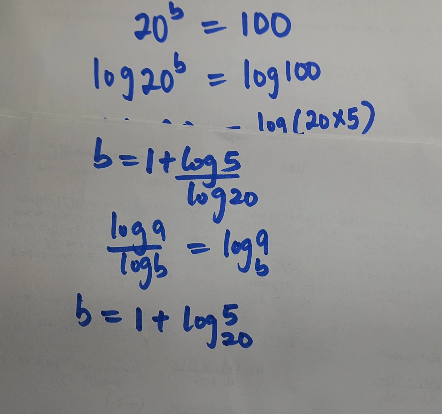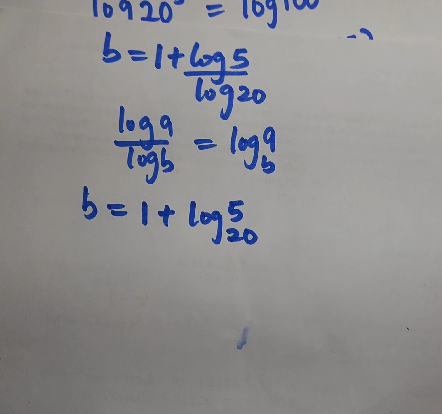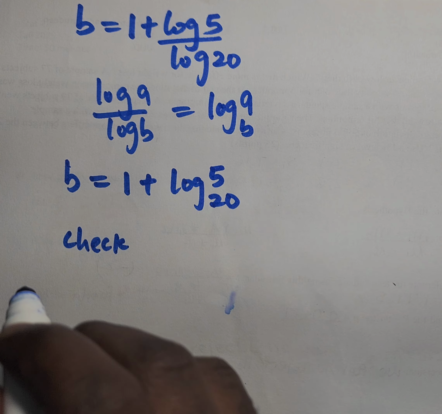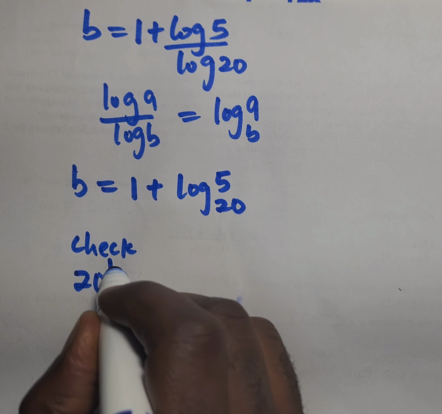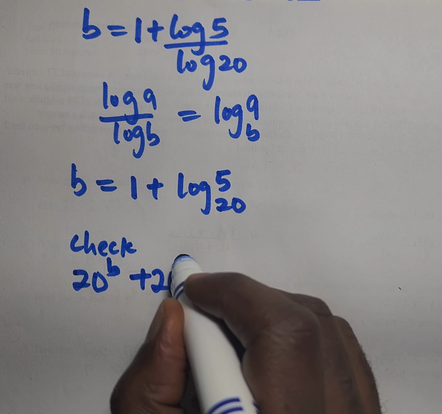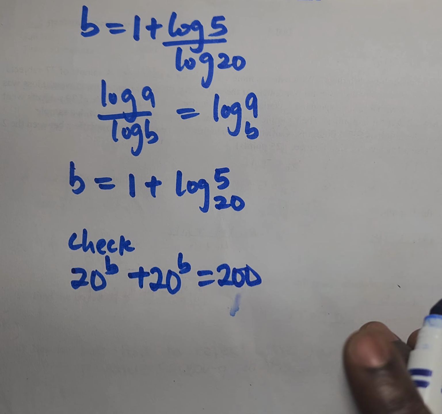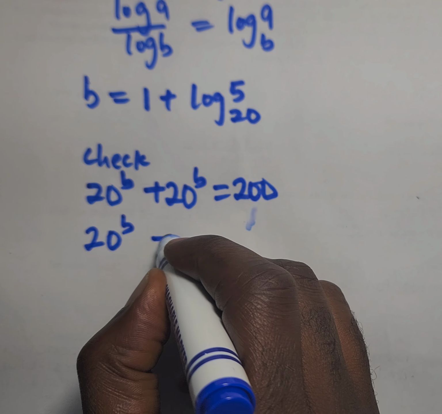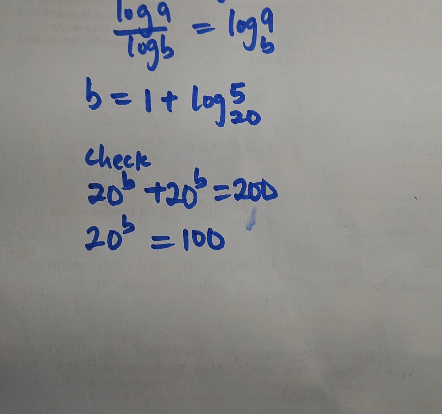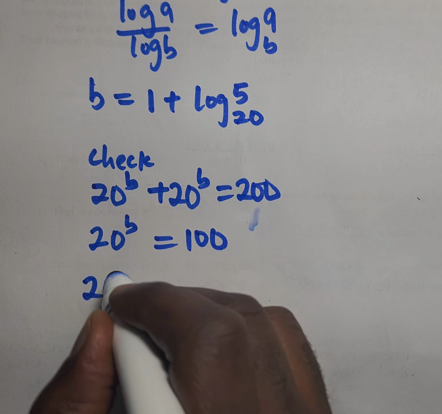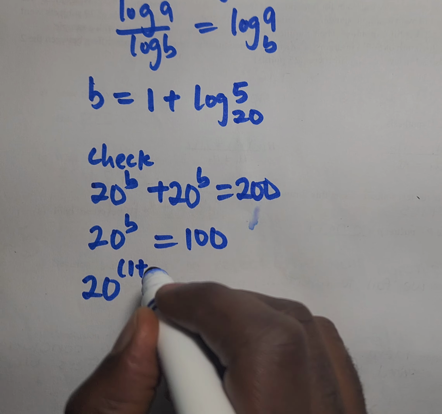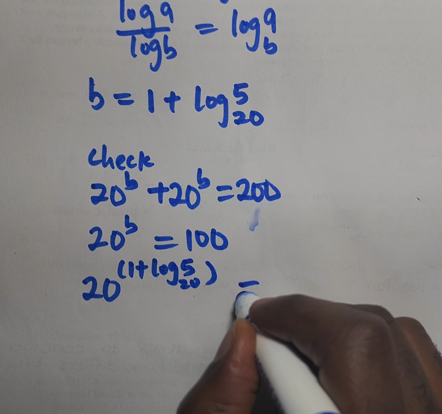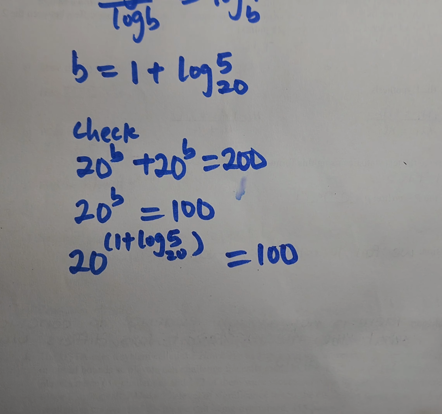But there's a need for us to check if this is actually true. Let's check. From the question given to us, we have 20 to the power of b plus 20 to the power of b equals 200. Recall that we simplified this as 20 to the power of b equals 100. We've done this earlier. Now let's plug in the value of b. So this is going to be 20 to the power of 1 plus log 5 base 20. We want to confirm if this is actually going to be 100.